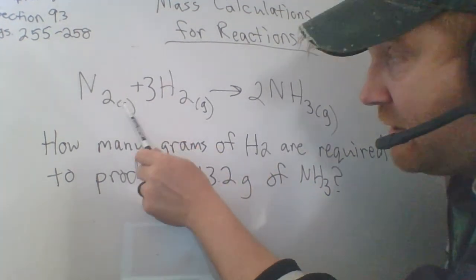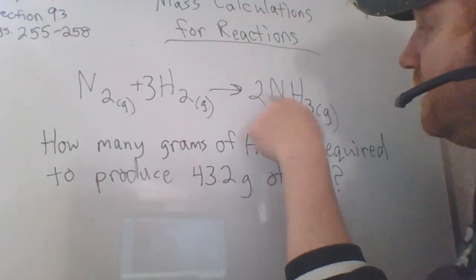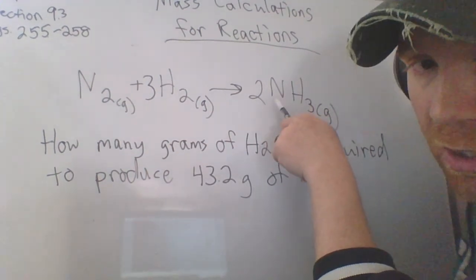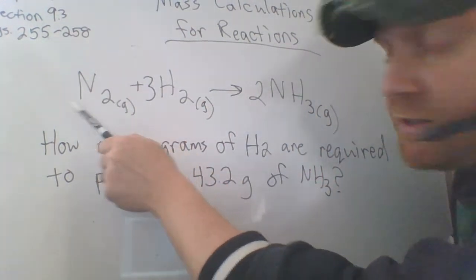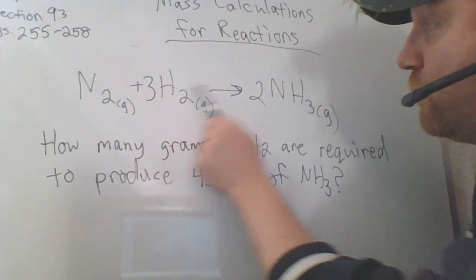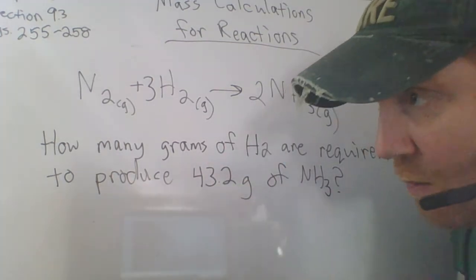Here is a balanced chemical equation. Nitrogen gas plus hydrogen gas yields NH3, which we call ammonia. It's the production of ammonia. It is balanced. The ratio is 1 to 3 to 2 in this particular case. Here's the question. We're going to do a grams to grams jump.